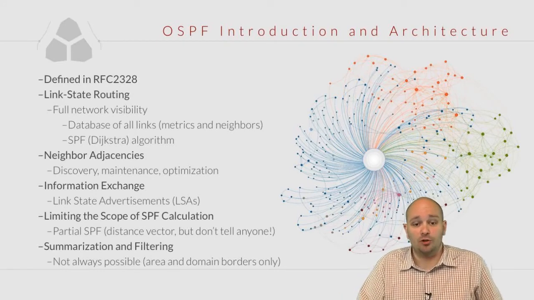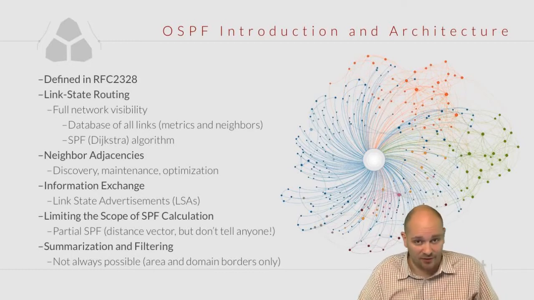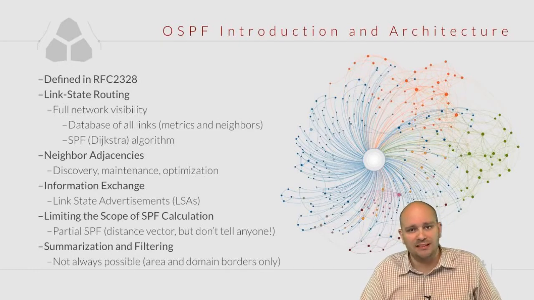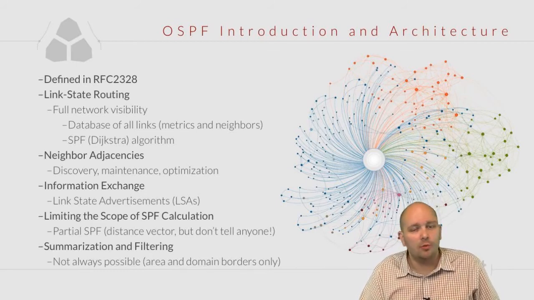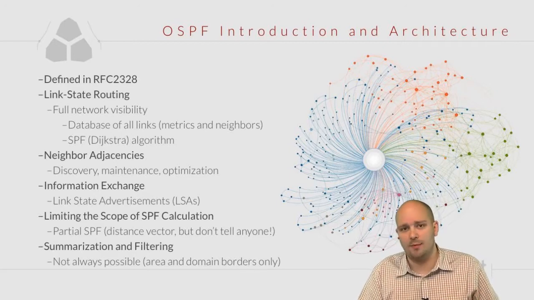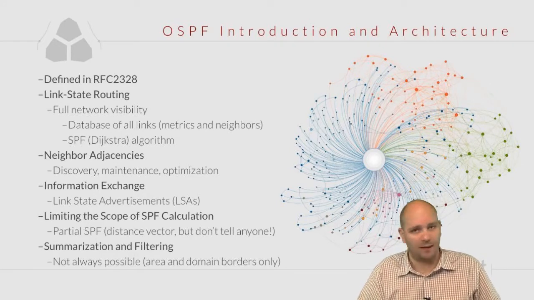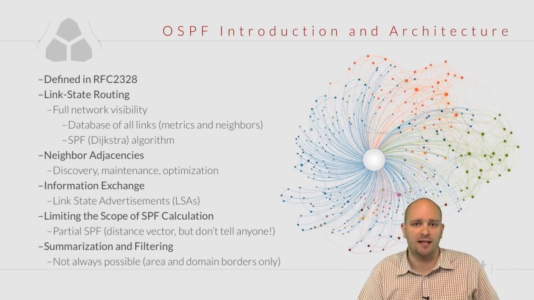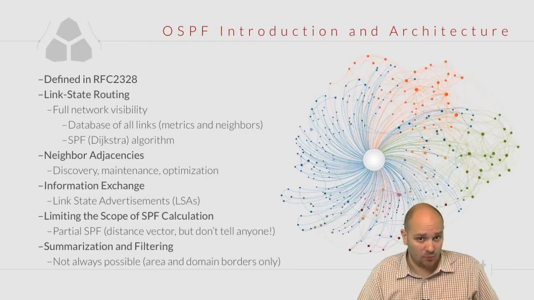And at the end, we're going to talk about summarization and filtering in OSPF. As we will see, summarization and filtering, unlike in other protocols, may not always be possible in OSPF for various reasons. You can summarize and you can filter the routes, but not anywhere in the network. You have to do it at predefined boundary points in our network.